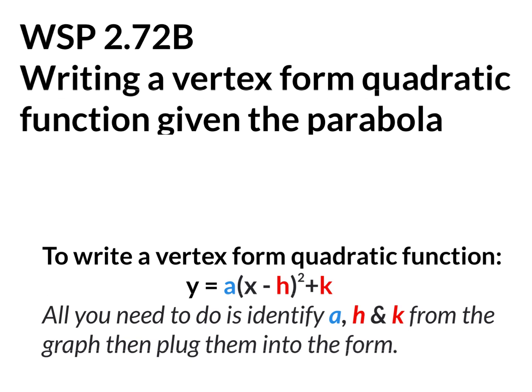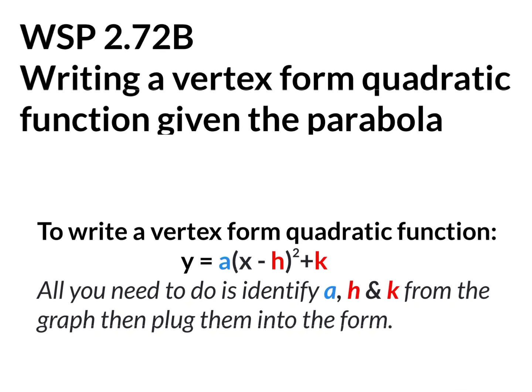So we've been graphing parabolas for a while, and today we're going to be writing a vertex form quadratic function given the parabola. Okay, so I'm going to give you the graph of a parabola. You already have that worksheet, and we're going to look at the graph. We're going to write this vertex form quadratic function, and all you need to do is identify the a, the h, and the k, and then you simply plug it in right there, right there, and right there, and you'll have your vertex form quadratic function.